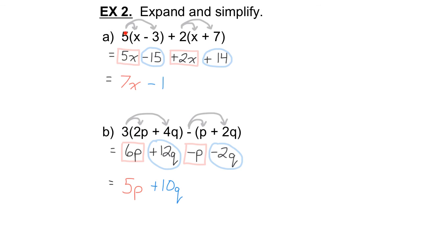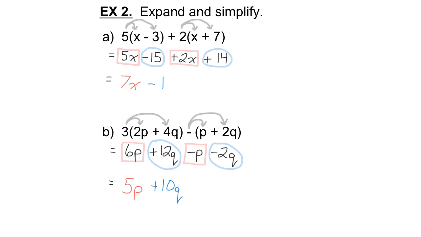When you expand out the brackets, 5 times x is 5x. 5 times -3 is -15. +2 times x is +2x. +2 times +7 is +14. Like terms are 5x plus 2x, which is 7x, and -15 plus 14, which is -1. So the simplified expression is 7x minus 1.